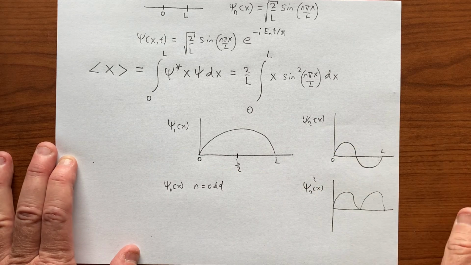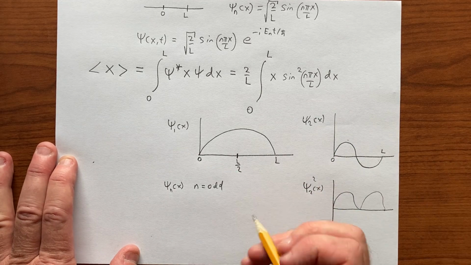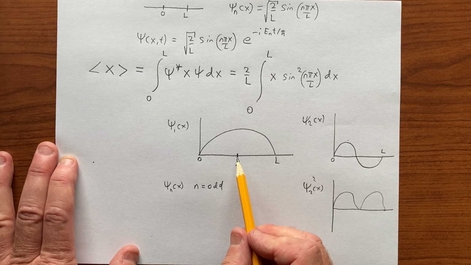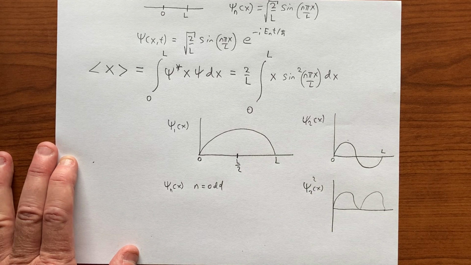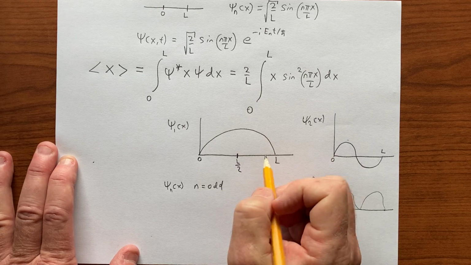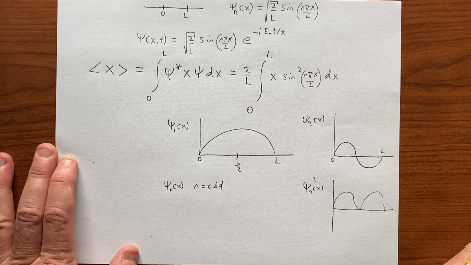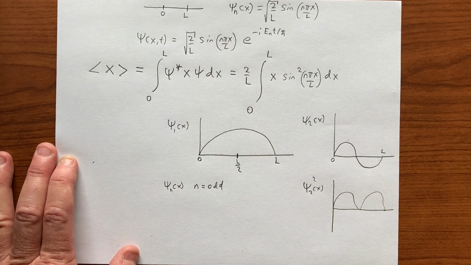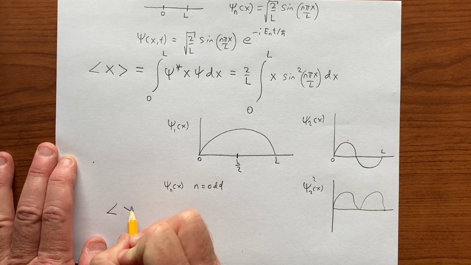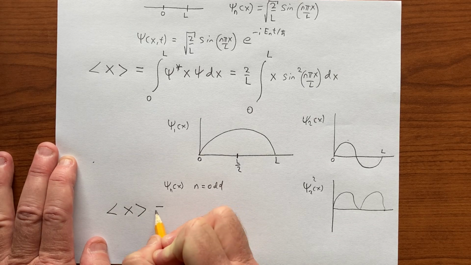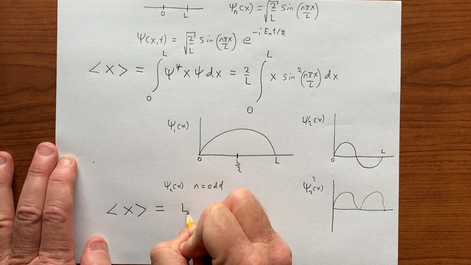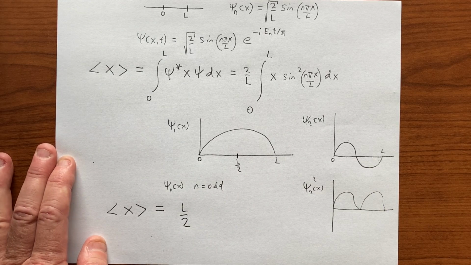So all of these functions, when you square them, become even, and that means that the probability of finding the particle on one side versus the other must be the same, and so the average value must be the midpoint. It can't be shifted anywhere else. So we know from these considerations that in eigenstates, the expectation value must be the midpoint, which in this case is L over 2.